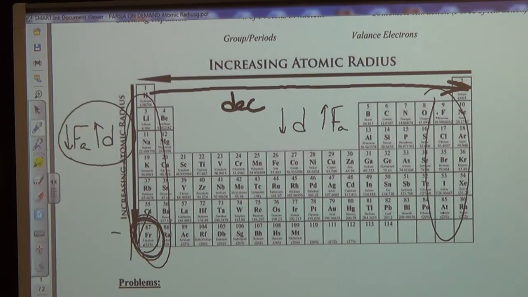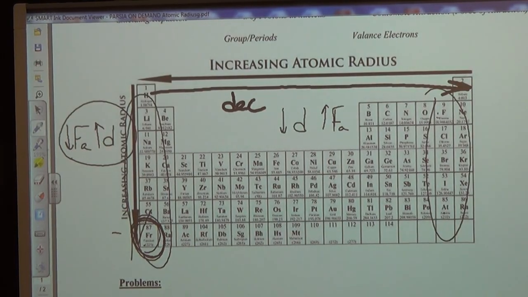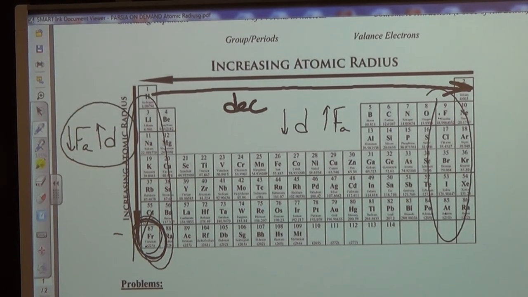So next video, within the next week, we're going to have ionic radius, where we compare cations and anions, and we're also going to talk about ionization energy. All right, there you go. Atomic radius, Winter Wonderland Week, chemistry. Enjoy.